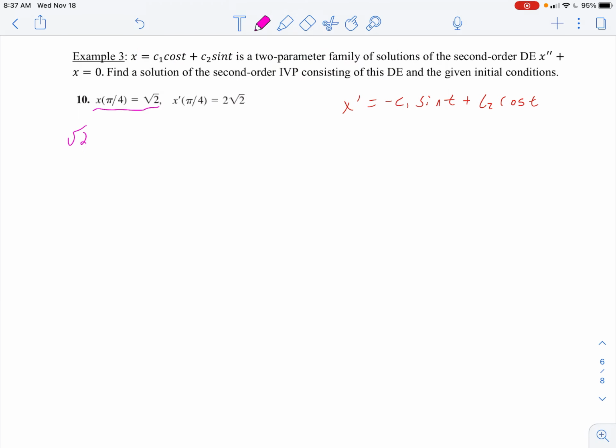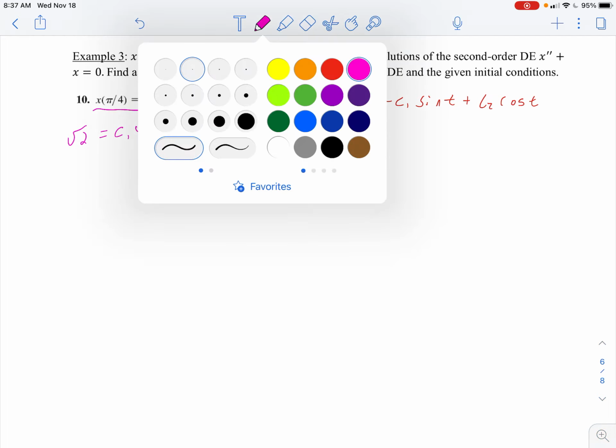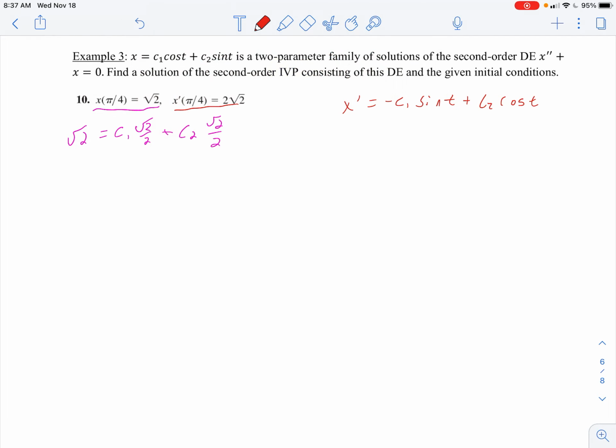So I get radical 2 is equal to c sub 1 times cosine of t. So c sub 1 cosine of pi over 4, it's just radical 2 over 2, plus c sub 2, which is going to be sine of pi over 4, which is also radical 2 over 2. And then over here in red, I'm going to go ahead and substitute that value into my derivative. So we're told that the derivative is 2 radical 2 when t is pi over 4. So I get negative c sub 1 times sine of pi over 4, which is radical 2 over 2, and then plus c sub 2, radical 2 over 2 as well.